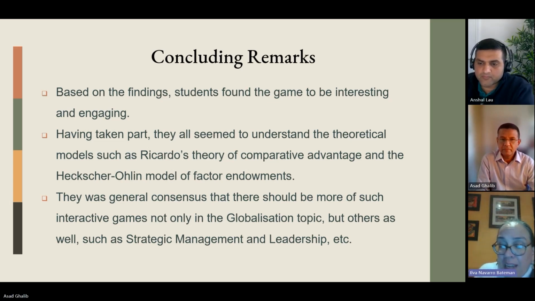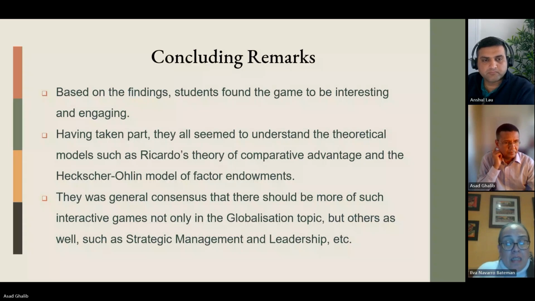This is the first time we collect data, but anecdotally, for years and years, students have been saying not just how much they enjoy the game, but how much it helps them understand the theory. And our focus group seems to match those comments. Students find the game interesting, they find it engaging, and it particularly helps them understand comparative advantage and the factor endowments theory. They want more of these games, and we're trying to find ways of doing this.